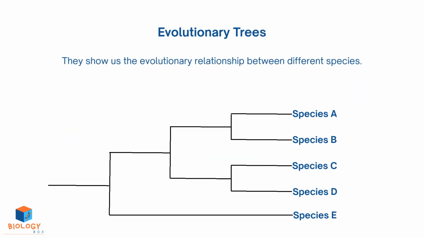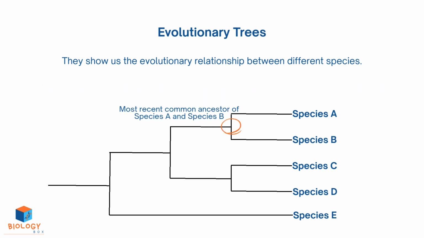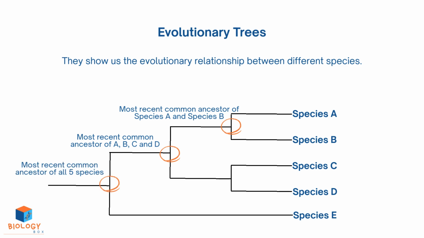They are able to show us the evolutionary relationships between different species. You can see which species are more closely related by looking at the branches and common ancestors. So this would be the most recent common ancestor of species A and B. Here would be the most recent common ancestor of A, B, C, and D. And this would be the most recent common ancestor of all 5 species.